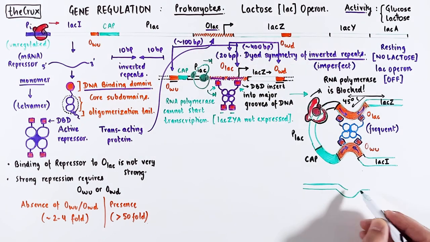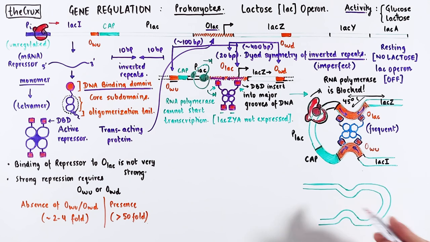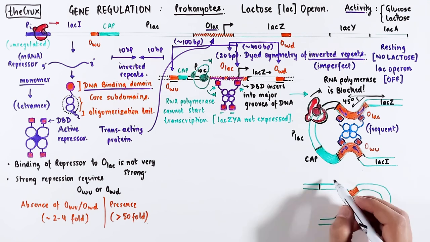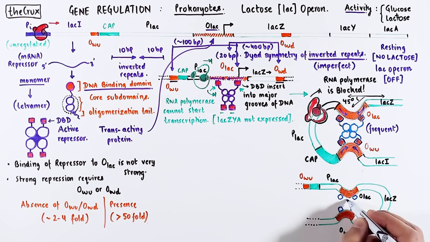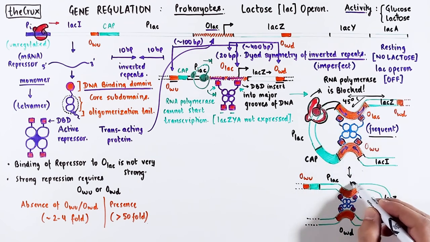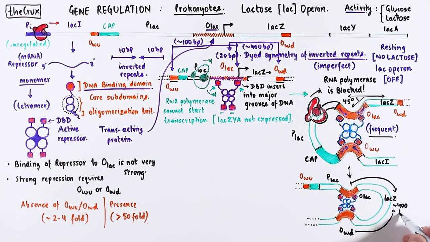And of course, to complete this picture, we can also sketch out the other possibility, which is that the major operator can also bind to the downstream operator. And that will look something like this. And these two states establish the equilibrium of repressor binding. But since the distance here is 400 bases, the second configuration is less frequent.